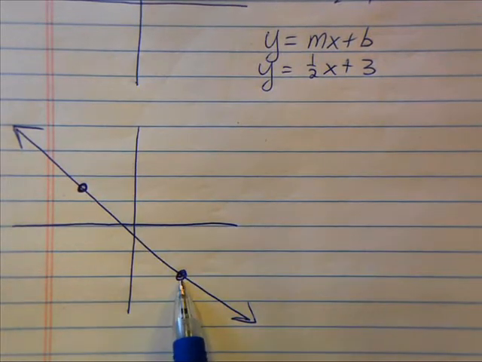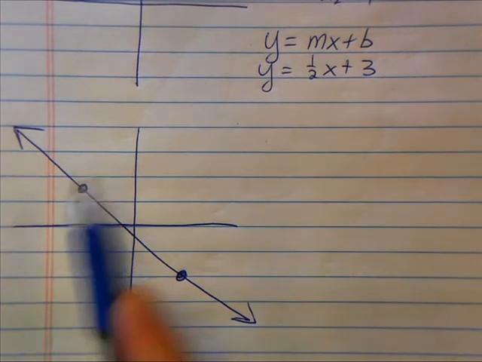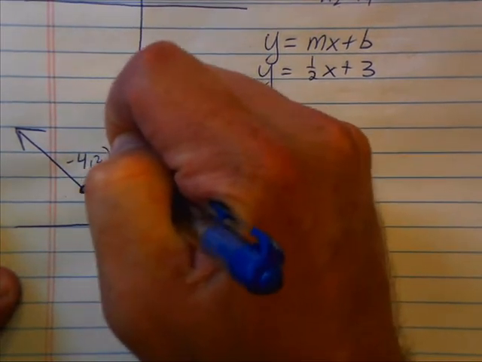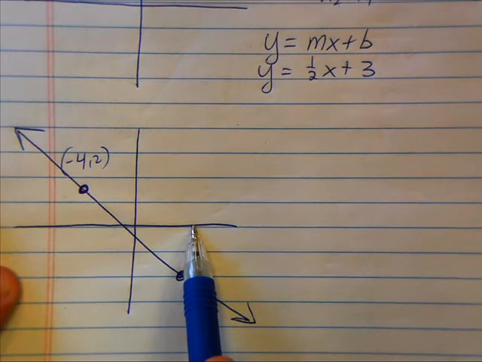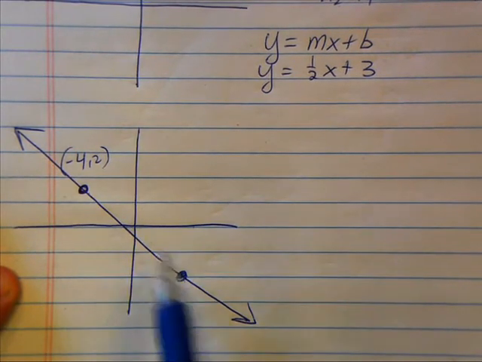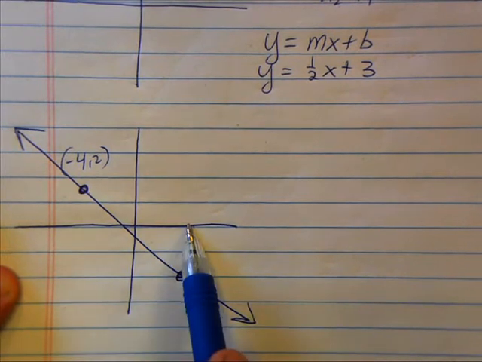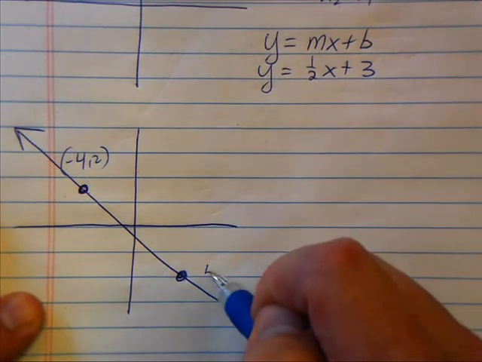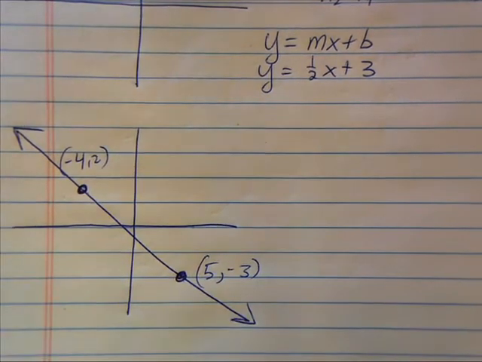-4, 2. -4, 2 could be this one. Okay, let's do this one. This one could be -4, 2. And how about this one over here? I think the x number has to be positive and the y number has to be negative. So what's a reasonable number there? Given that that one's -4, 2, this one looks like it's about maybe 5, -3 maybe? That's reasonable.